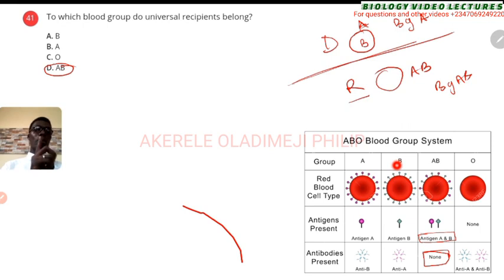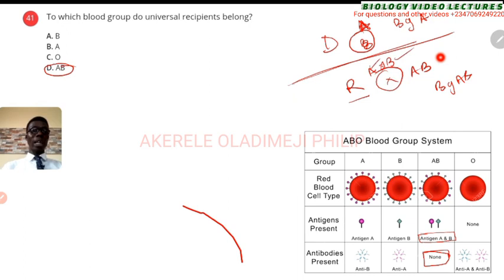If you have blood group AB, you are going to have antigen A and antigen B. It's a law that if you have a particular antigen, you are not meant to have the antibody in your plasma. That's why this person with blood group A only has antibody B. He can't have antibody A. It doesn't work that way. So if somebody is having antibody A and B, that means he doesn't have anything here. So it doesn't have any antibody at all.